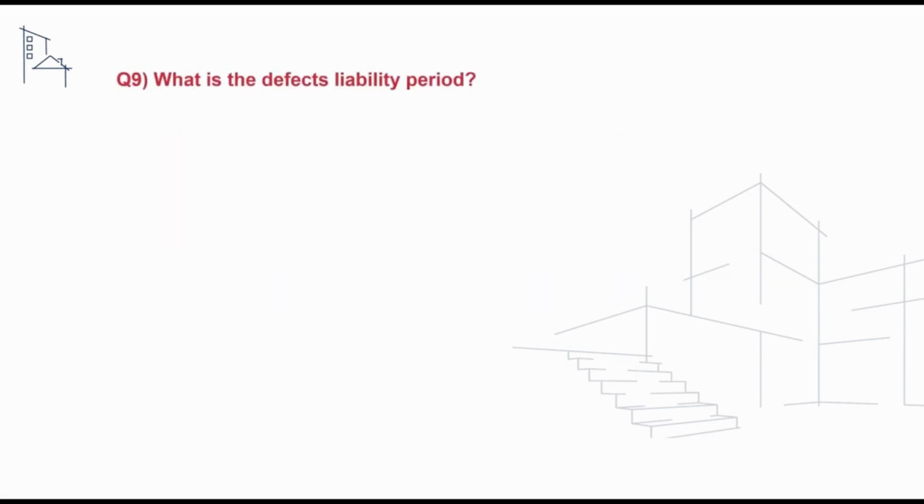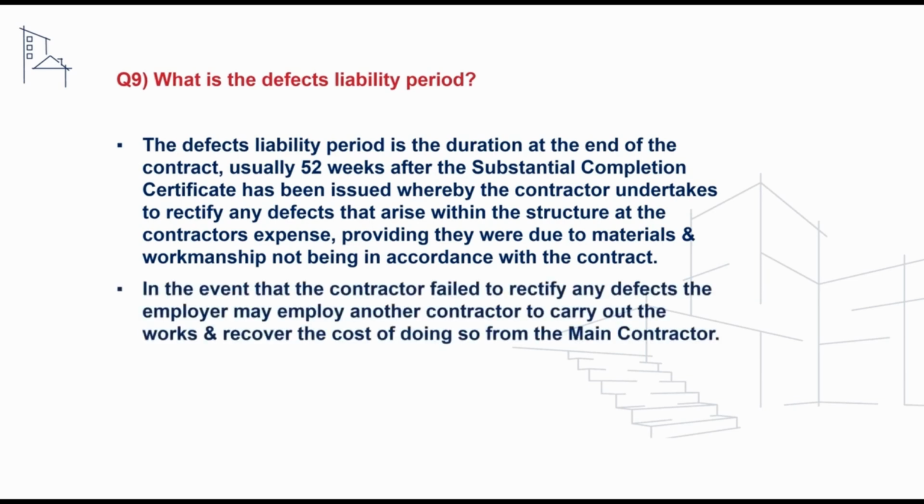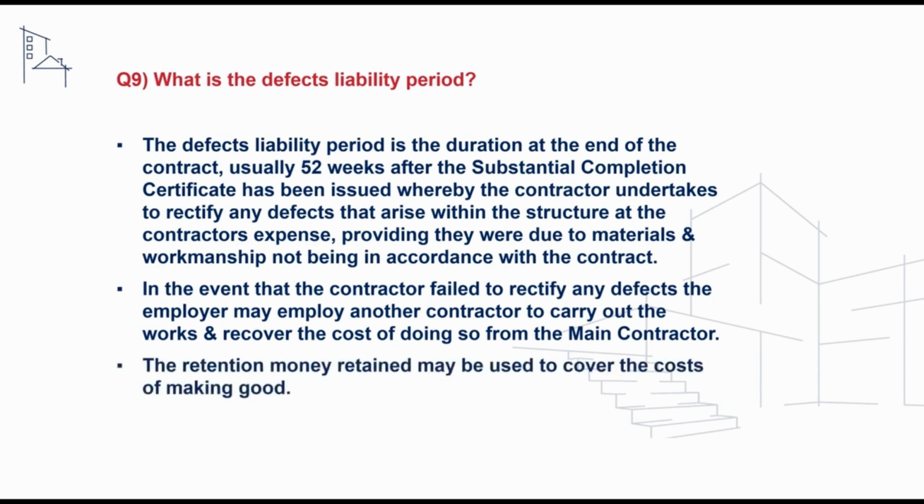The next question we'll take a look at is checking our understanding of the term defects liability period, and to address this, candidates can advise that the DLP is a duration at the end of the contract, usually 52 weeks, after completion has been achieved, whereby the contractor undertakes any defects that arise within the structure at their own expense, providing they were due to materials and workmanship not being in accordance with the contract. In the event that the contractor failed to rectify defects, the employer may employ another contractor to carry out the remedy and recover the cost from the main contractor through the retention money that has been held.